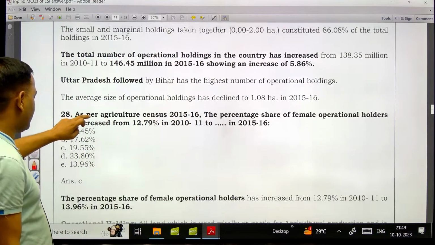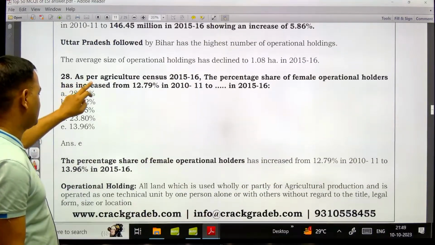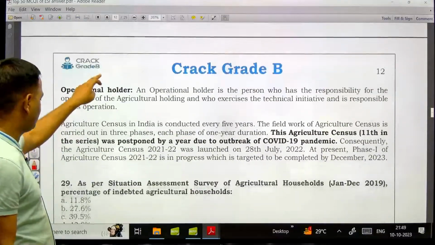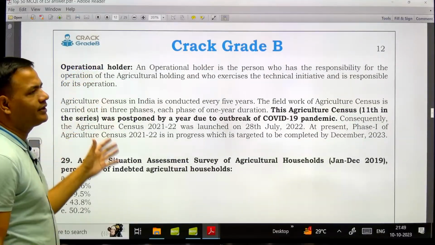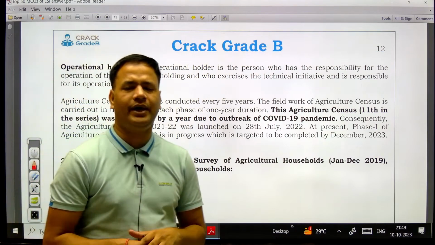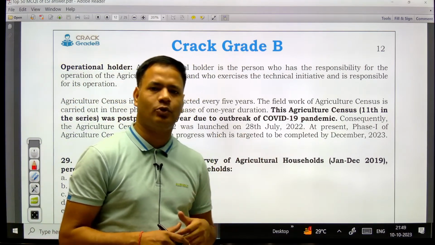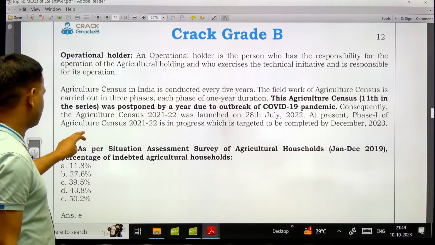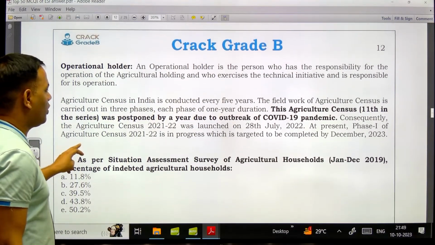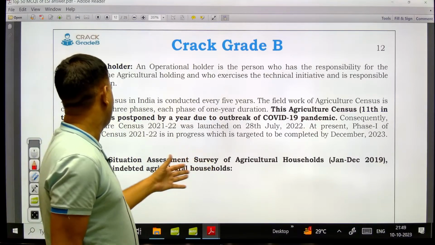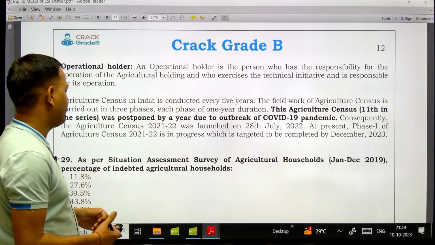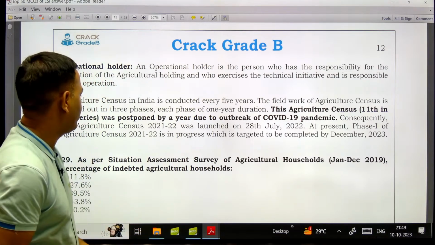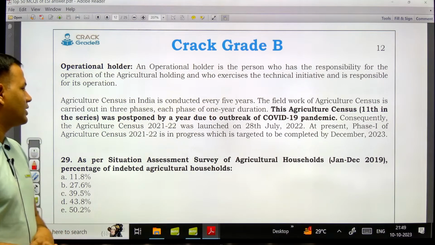So it is 13.96%. Some definitions are also there, you can study from this PDF. I already uploaded these questions, under those 200 questions which I have uploaded in the paid courses. As per the Situation Assessment Survey of agriculture households, what is the percentage of indebted agriculture households?